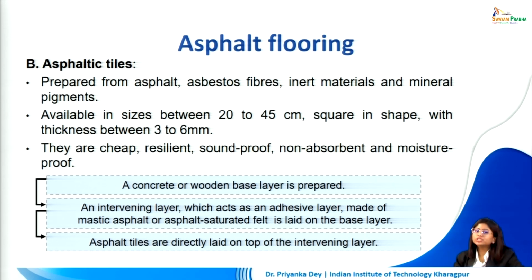Here, a concrete or wooden base can be prepared and an intervening layer which acts as an adhesive layer is formed. It is usually made up of mastic asphalt or asphalt saturated felt. This is laid on top of the base layer, and finally, the asphaltic tiles are laid on top of this intervening layer.